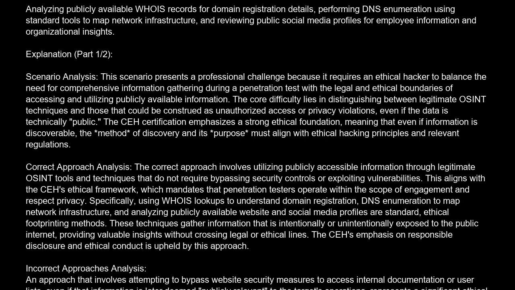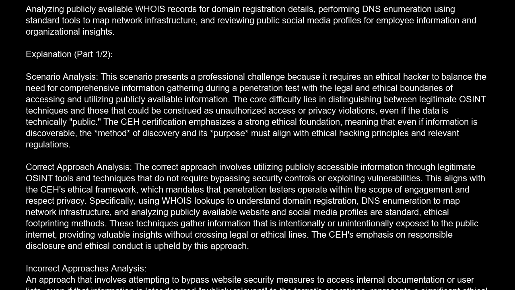Correct approach analysis. The correct approach involves utilizing publicly accessible information through legitimate OSINT tools and techniques that do not require bypassing security controls or exploiting vulnerabilities. This aligns with the CEH's ethical framework, which mandates that penetration testers operate within the scope of engagement and respect privacy. Specifically, using WHOIS lookups to understand domain registration, DNS enumeration to map network infrastructure, and analyzing publicly available website and social media profiles are standard, ethical footprinting methods.